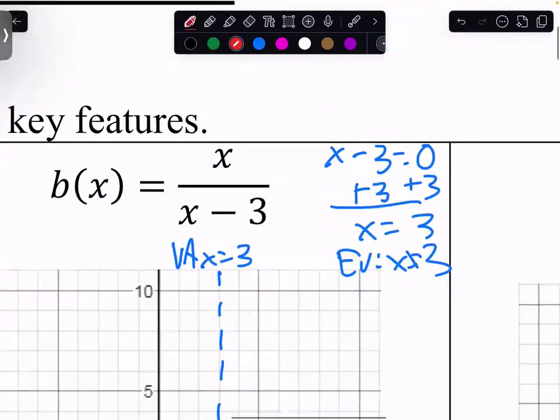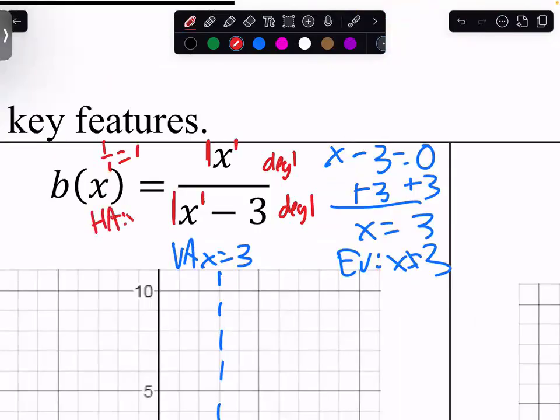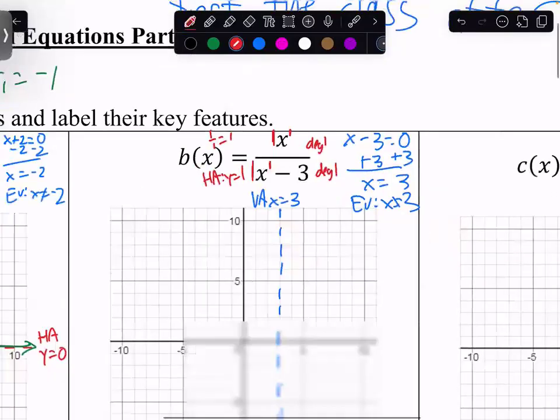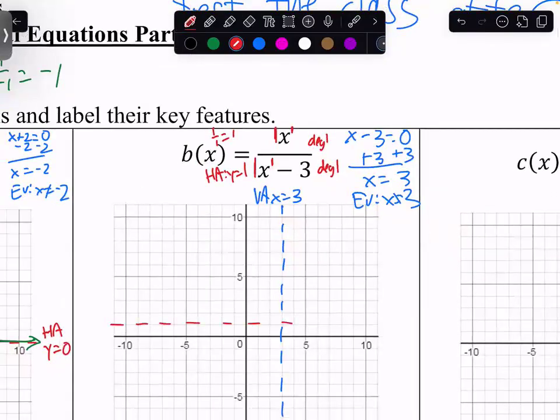For horizontal asymptote, we compare the degrees. They're both degree 1. So when that happens, you divide the leading coefficients. So 1 divided by 1 is 1. So y equals +1 is our horizontal asymptote.